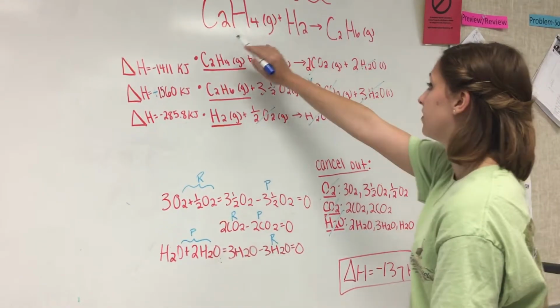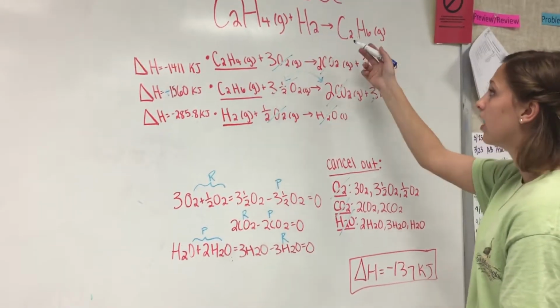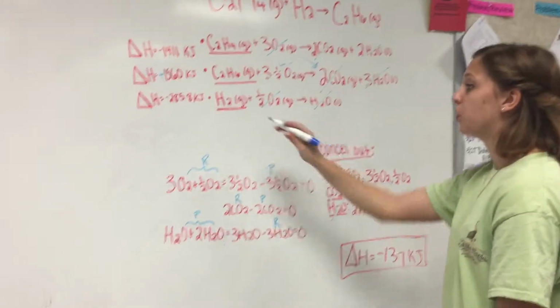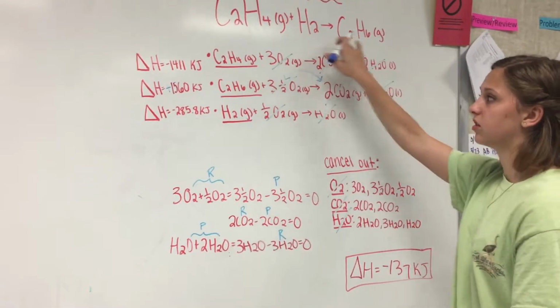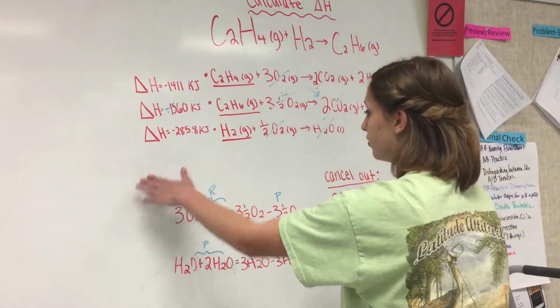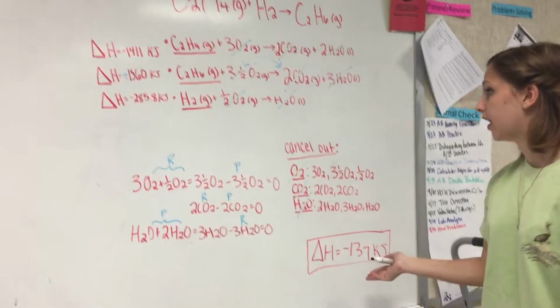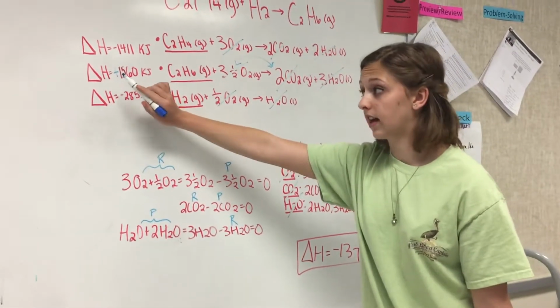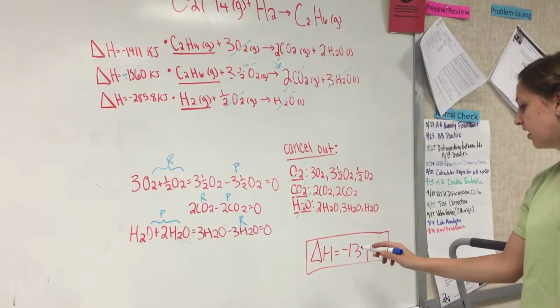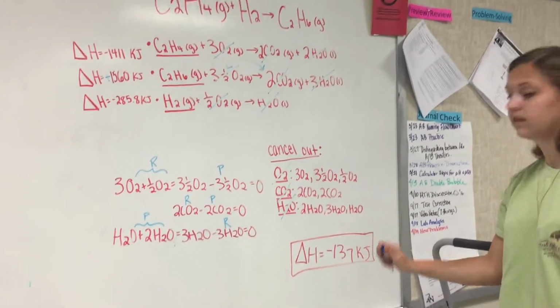So now we just have the C2H4 plus H2 reacting to create C2H6. And so when you add this up, it equals this equation. Now all we have to do is add these values up to get our answer. The only thing that we need to remember is that this is a positive now. And when you add all those up, it equals negative 137 joules.